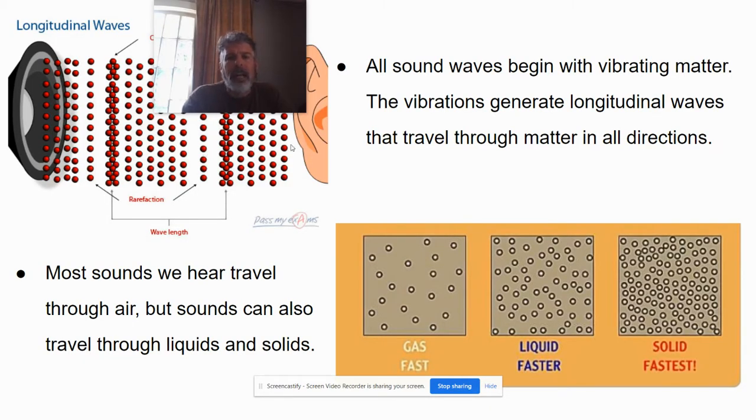Sound, all sound begins with vibrating matter. And then those vibrations move as longitudinal waves through matter in all directions. Now, depending on what type of matter, that will affect how fast the speed of sound is. The closer together the particles are, the faster the compression wave travels.